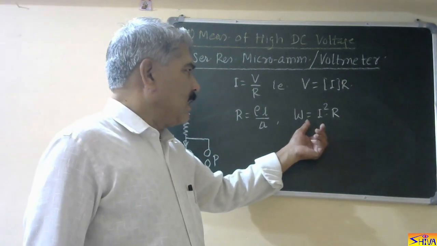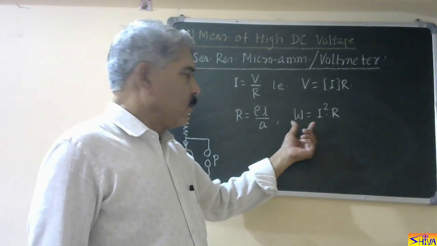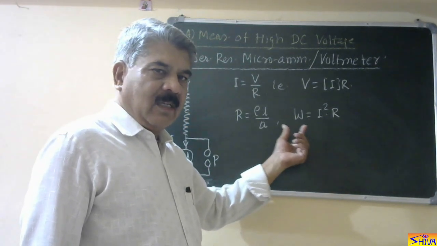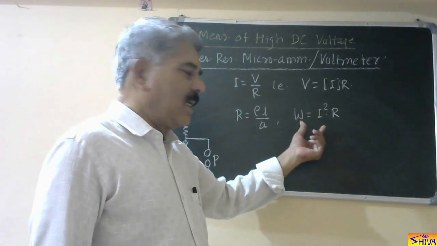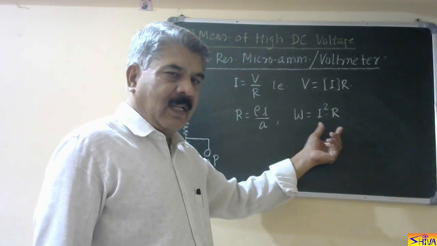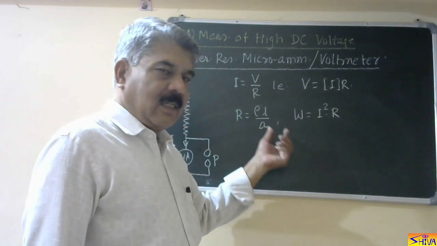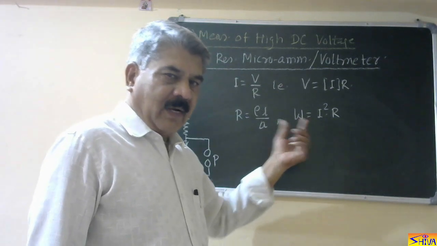W is the heat generated in this resistance, that is given by I square into R. So the wattage rating of this resistor should be calculated accordingly. Current is in milliampere or microampere, but R is very large. So we have to take care that this resistance has proper wattage rating.